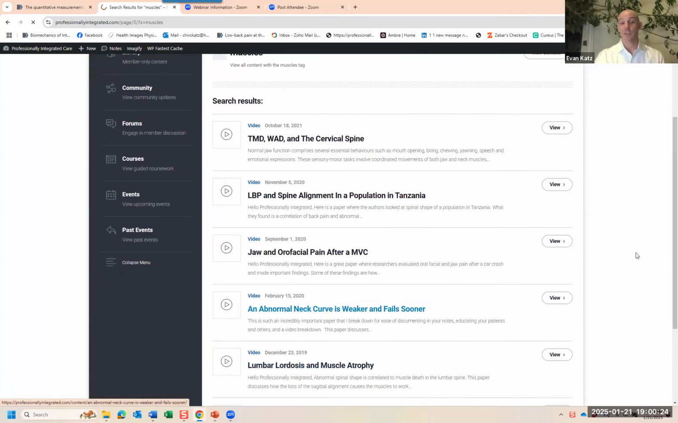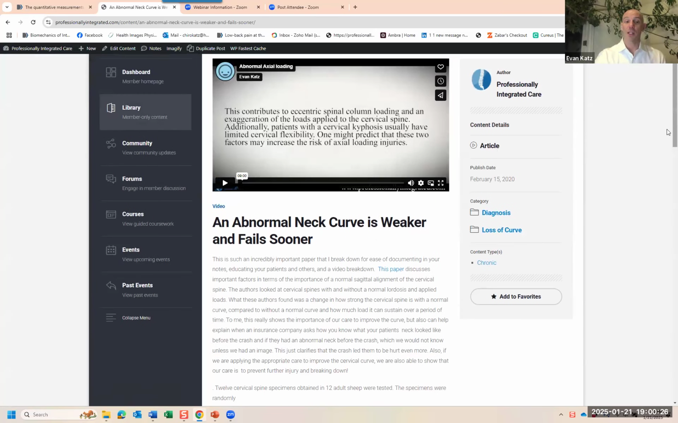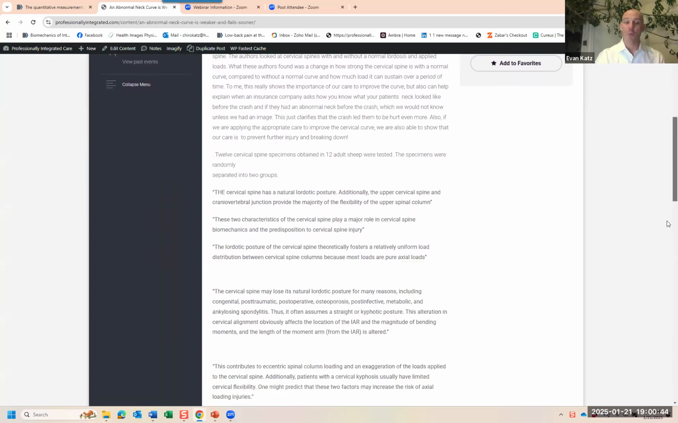Here's one that's really great that talks about this abnormal neck curve. Look at what it says here: this contributes to eccentric spinal column loading and an exaggeration of the loads applied to the cervical spine. Additionally, patients with cervical kyphosis have limited cervical flexibility. The muscles are tight due to abnormal loading.